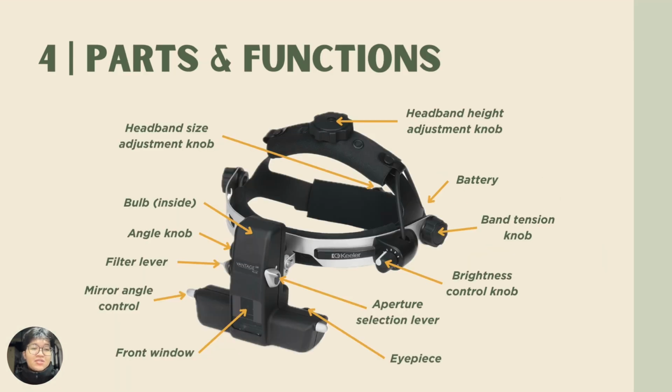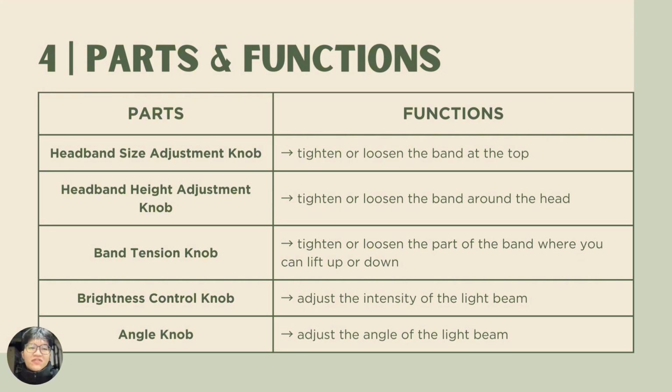Parts and functions. Let's get acquainted with the parts and functions of the BIO. Now for its functions. The headband size adjustment knob is used to tighten or loosen the band at the top. The headband height adjustment knob is used to tighten or loosen the band around the head. The band tension knob is used to tighten or loosen the part of the band where you can lift up or down.